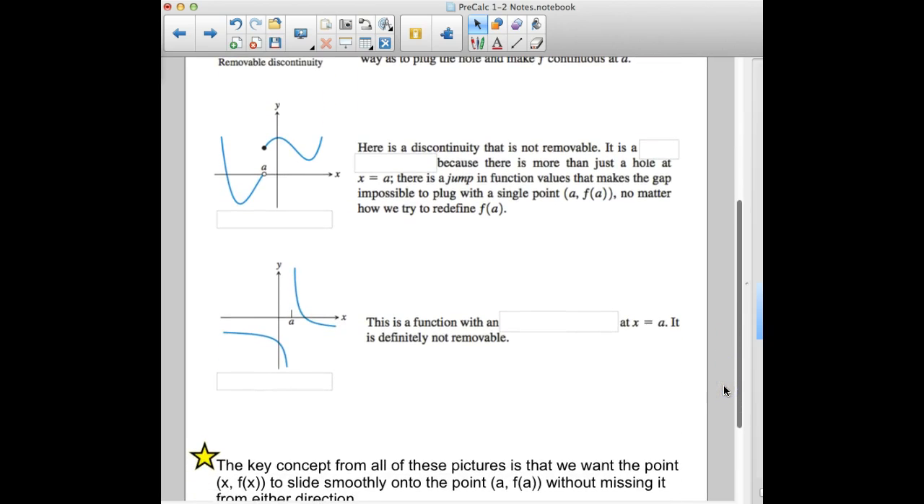Looking at the next two, we don't have a single point that's missing. In this one, there's a whole bunch of points that would have to be filled in to bridge that gap. This is referred to as a jump discontinuity because there's more than just a hole where x equals a. There's a jump in function values that makes the gap impossible to plug with a single point.